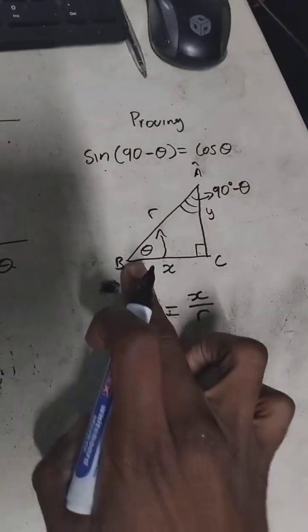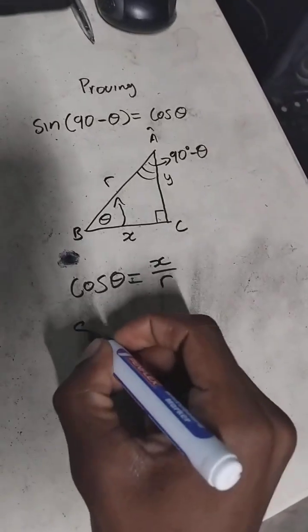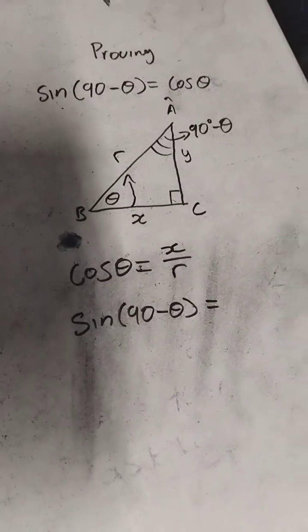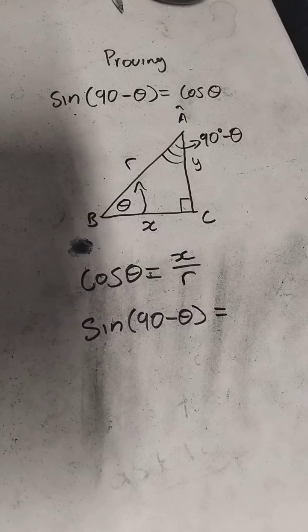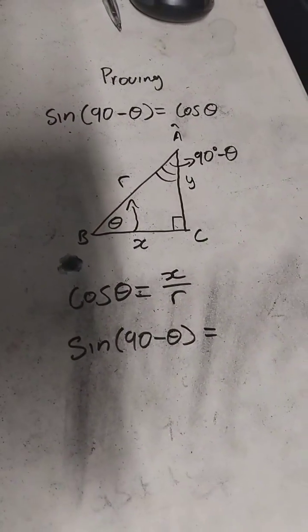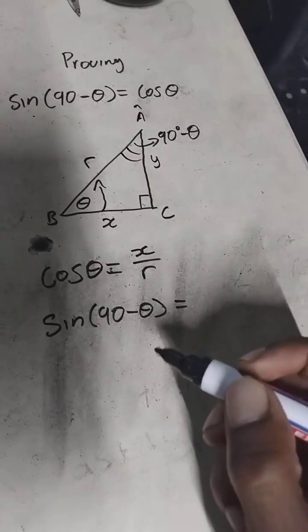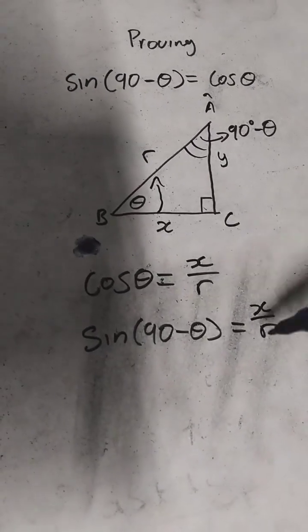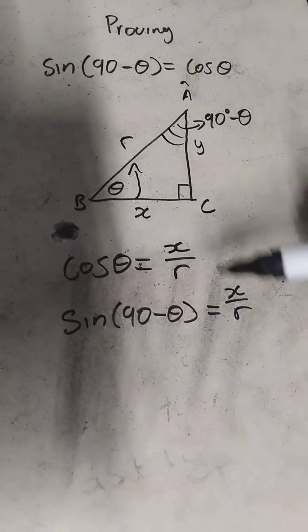So now let's shift our focus and put it here on 90 minus theta. What is my sine 90 minus theta equivalent to? Can I get a confirmation? You can see what my sine 90 minus theta is equivalent to: x over r. So both of these things are equivalent to x over r.